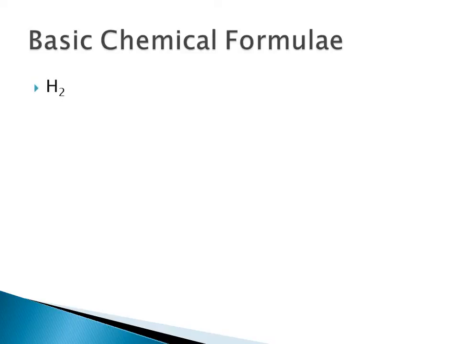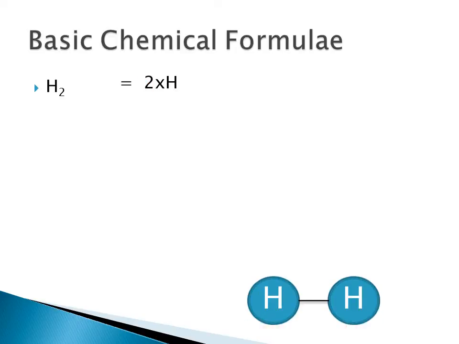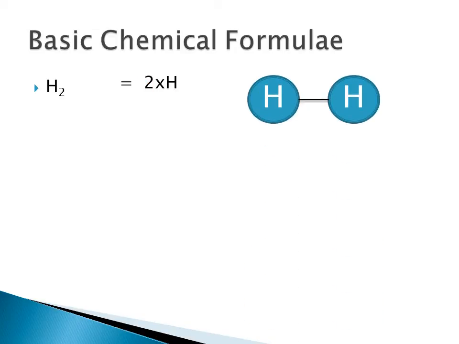So here is probably the simplest molecule you can have. This is hydrogen gas, H2. The 2 is small, it's written low down and it's written to the right of the H. This means that there are 2 of that atom. So we have 2 hydrogens, and if we were to look at this as a molecule we would see 2 hydrogen atoms joined together by a chemical bond.